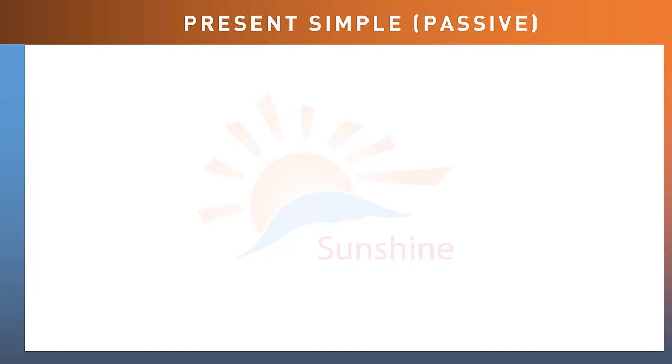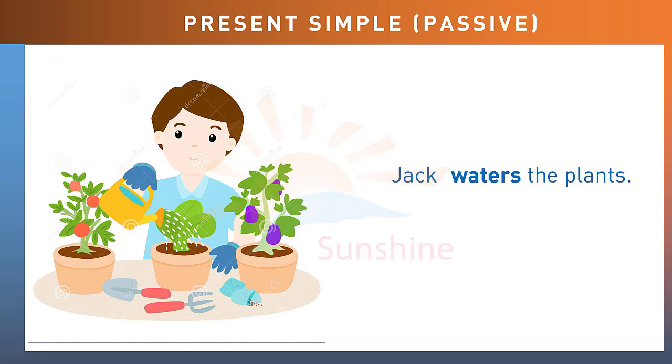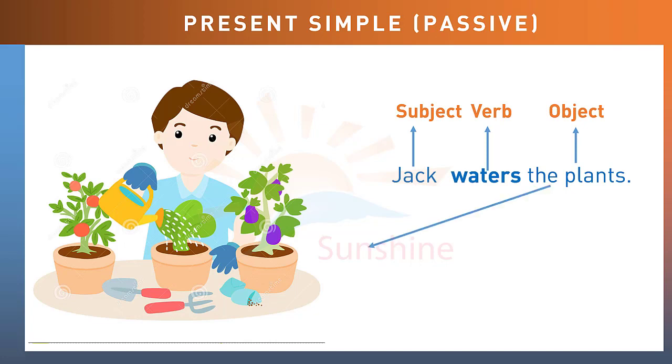Next, we'll look at the passive voice in various different tenses. First, in present simple. The active sentence, Jack waters the plants. Jack is the subject, waters is the verb, the plants are the object. In the passive voice, the plants are watered by Jack.